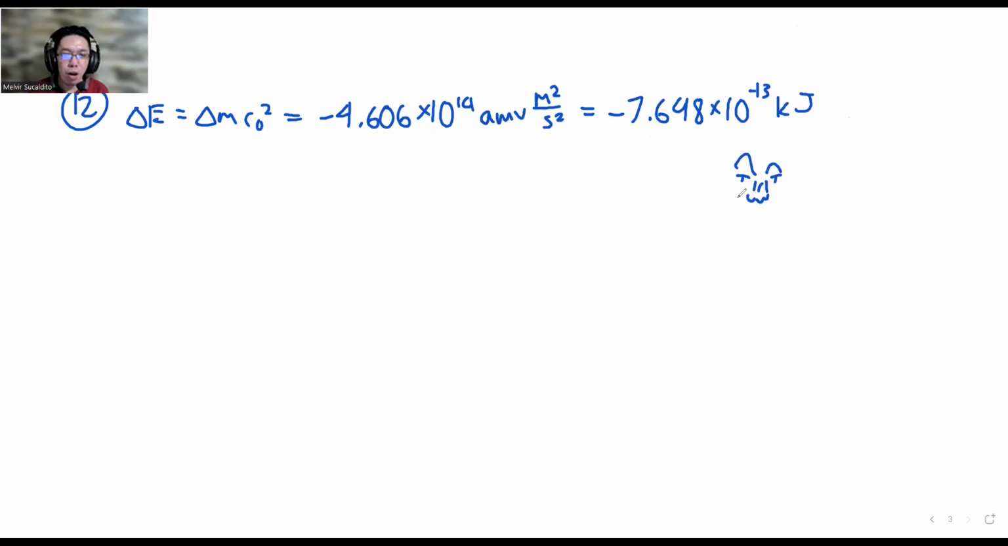Okay, proceed now to number 13. It's easy. We're finding how many days it will take for 95% of iron-59, having a half-life of 44.6 days, to decay.